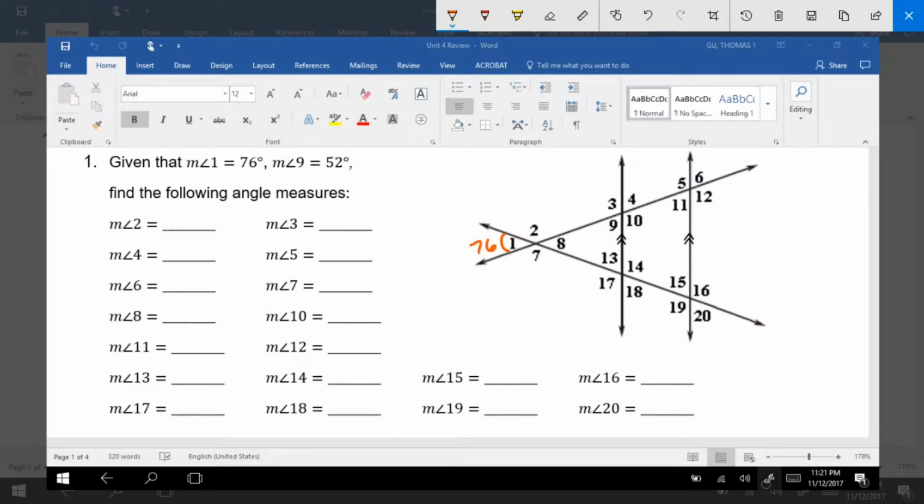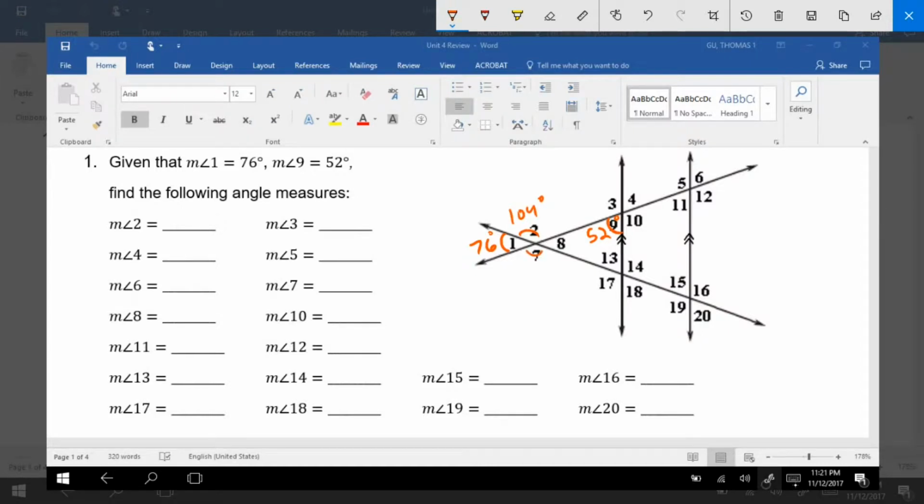Measure of angle 9. Where's 9? That's over here. That's 52. So now with only these two, I should be able to find every single angle on this page. So that's all 20 angles. So let's just fill it in real quick. Look at 1 and 2. 1 and 2 have a linear pair relationship. That means they're supplementary. They're going to add up to 180. So angle 2 is going to be 180 minus 76. That's 104 degrees.